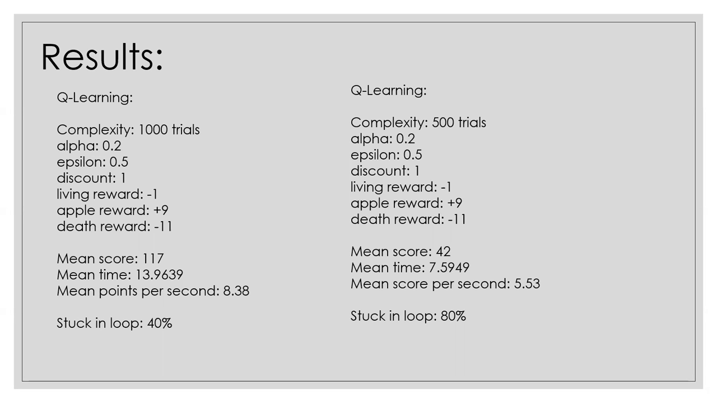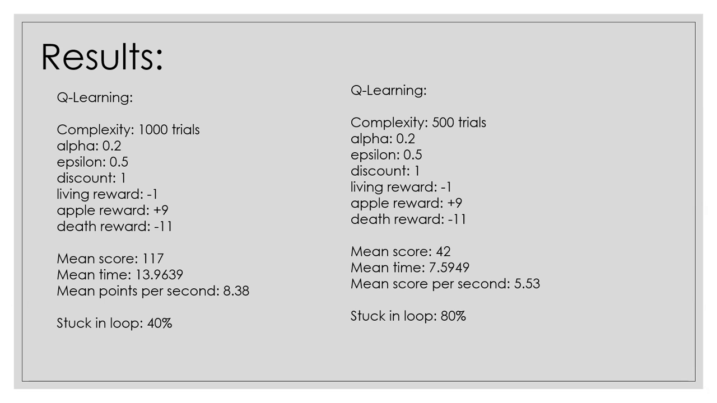For this Q learning algorithm, the mean score was around 117, which is close to between 11 and 12 apples. The mean time was around 13.96 seconds, much faster than either of the search algorithms, but it also didn't get as many apples. So to try and adjust for that, I put the mean points per second, which was 8.38, almost double the ratio of the search-based algorithms.